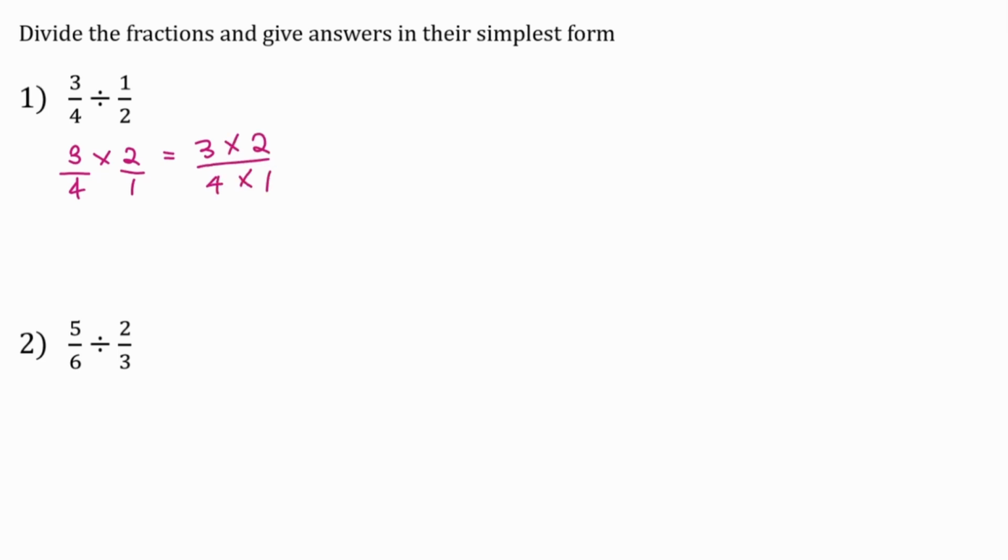But I'm going to check if I can first simplify before I multiply out. So I have 2 and 4, which have a common factor, meaning they are both in a times table, which is 2 times tables. So I'm going to divide both these numbers by 2. 2 divided by 2 is 1, and 4 divided by 2 is 2. So I can now rewrite this as 3 times 1 over 2 times 1. And this will give me 3/2. Because this is a top-heavy fraction, I can write this as a mixed number, which will be 1 and 1/2.